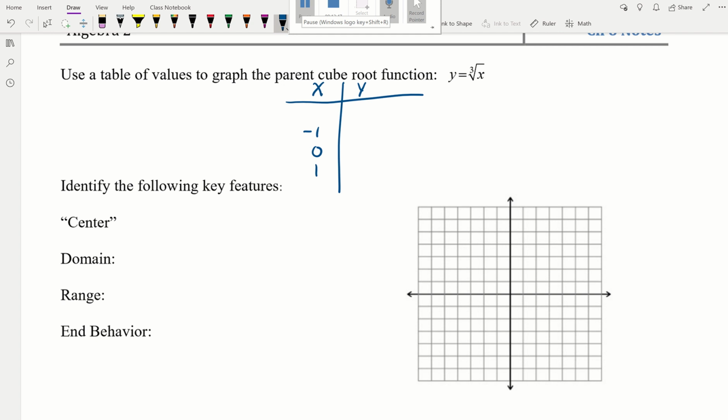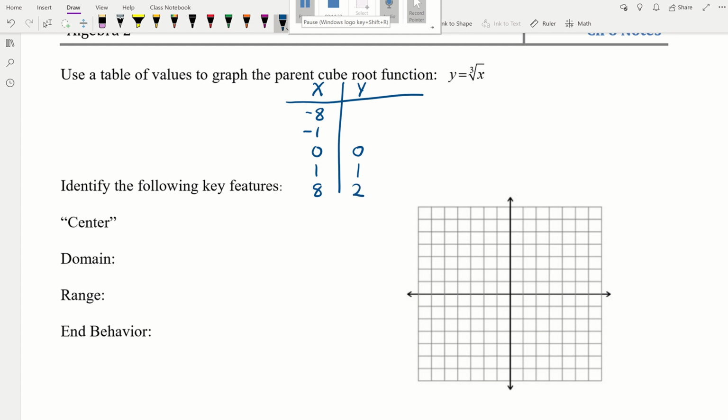When it's a cube root, again, if we chose 2, not many people are going to know what the cube root of 2 is off the top of their head. So we want to pick a number that we do know the cube root of, and those are the perfect cubes. Well, the first perfect cube after 1 is 8. So we're going to choose 8 and -8 to create our table. If we plug in 0, cube root of 0 is 0. If we plug in 1, cube root of 1 is 1. And if we plug in 8, cube root of 8 is 2.